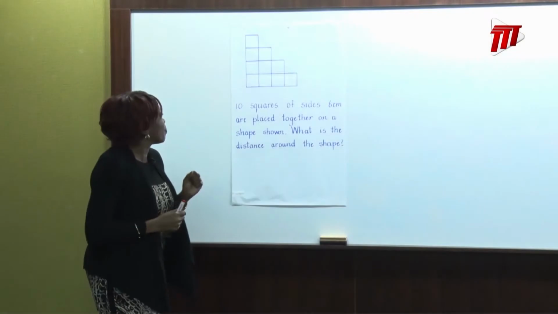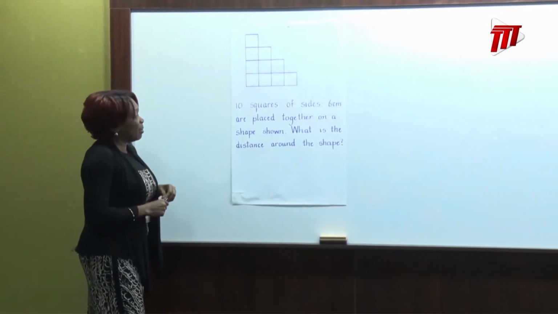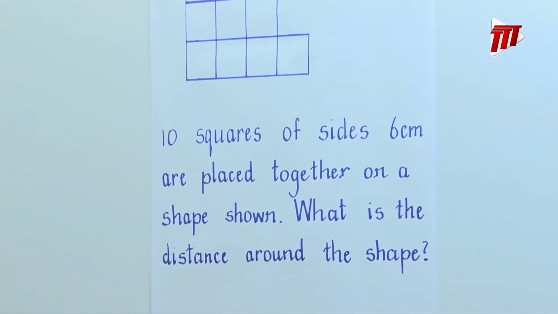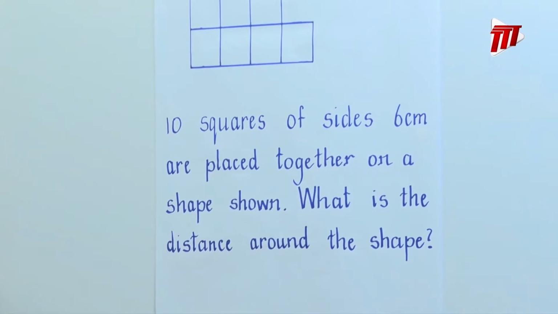Now, boys and girls, we are going to look at another question which involves perimeter. Let's look at this question and read with me now. 10 squares of sides 6 centimeters are placed together on a shape shown. What is the distance around the shape?